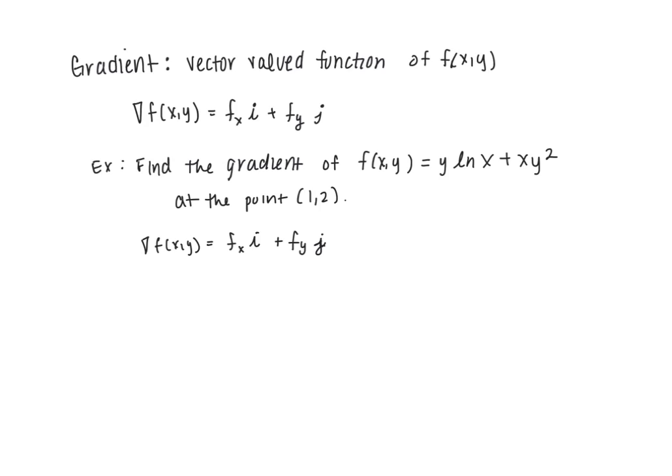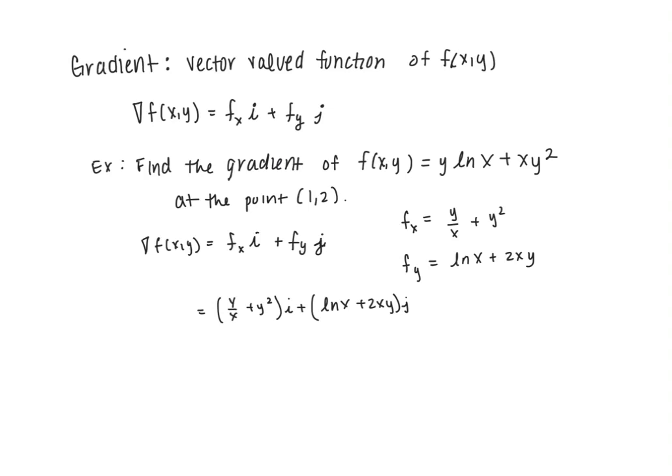First I'm going to find these partial derivatives. So the partial derivative with respect to x is going to be y over x plus y squared, and the partial derivative with respect to y is going to be natural log x plus 2xy. And now I'm just going to plug them into my formula. Y over x plus y squared i plus natural log x plus 2xy j.